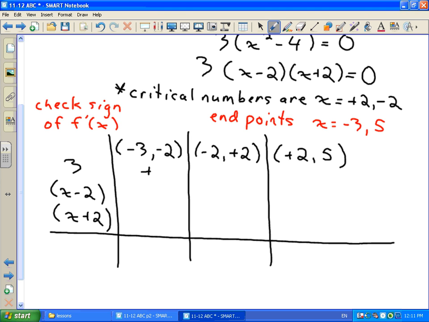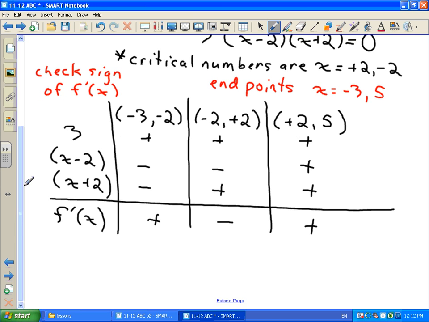All right, so the 3 is going to be positive no matter what. X minus 2 is going to be negative, negative, positive, correct? Richard's nodding hesitantly, okay. And then x plus 2 is going to be negative, positive, positive. Okay, so our derivative then is going to be positive, negative, positive.